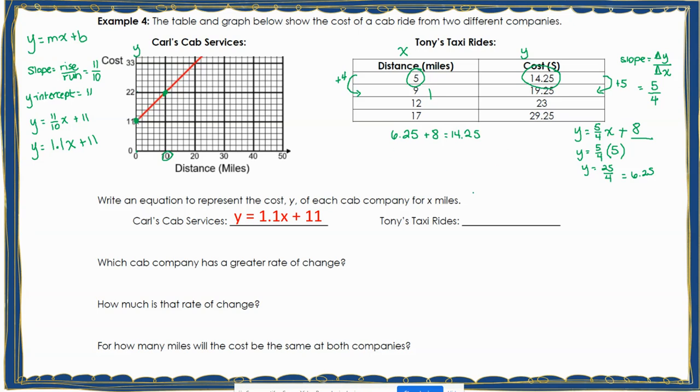Now, again, for Tony, because we're talking about money here, I probably would not leave 5/4 as a fraction. Instead, I would change 5/4 into a decimal by doing 5 divided by 4. And 5 divided by 4 is going to give me 1.25. So I have 1.25 times x and then plus 8 for my y-intercept.